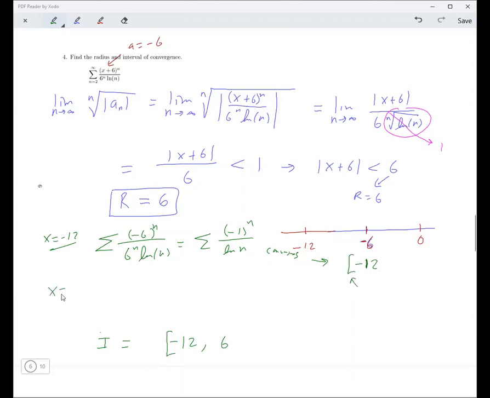And then when x is 0, we put a 0 here. This gives you 6 to the n over 6 to the n log n, which is 1 over log n. Does this converge or diverge? It diverges. So that means that you're not going to include the 6.